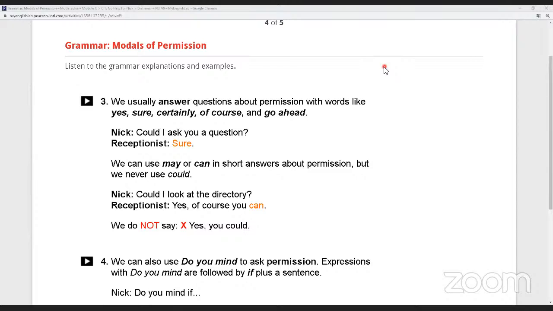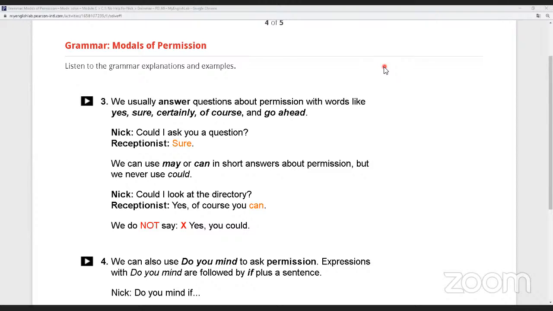In that case, we have to use the base form of the verb. The modal verb is could, so its base form is can. We have to write it. Could I look at the directory? Yes, of course you can. I'm not saying yes, of course you could, because it is in the past, but the situation didn't happen yet. So that's the reason why we can't use could, because it's something near to happen.